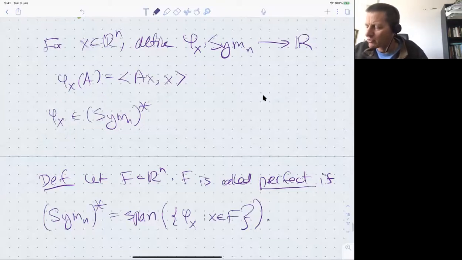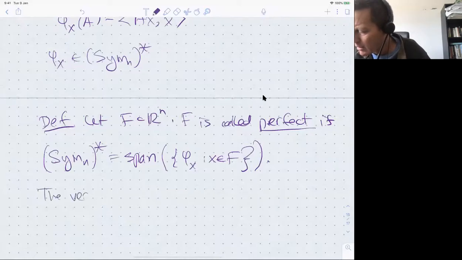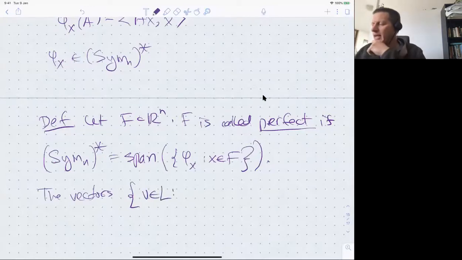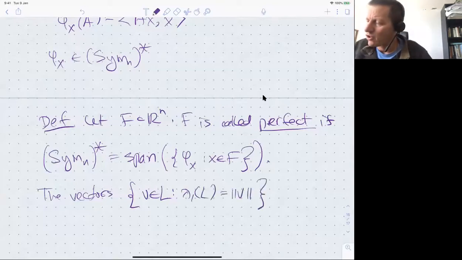span the dual space of the space of symmetric matrices. And then, given a lattice, the vectors in the lattice which achieve the first, which are the shortest non-zero vectors, so lambda 1 of L equals the norm of V, these vectors are called the minimizers.